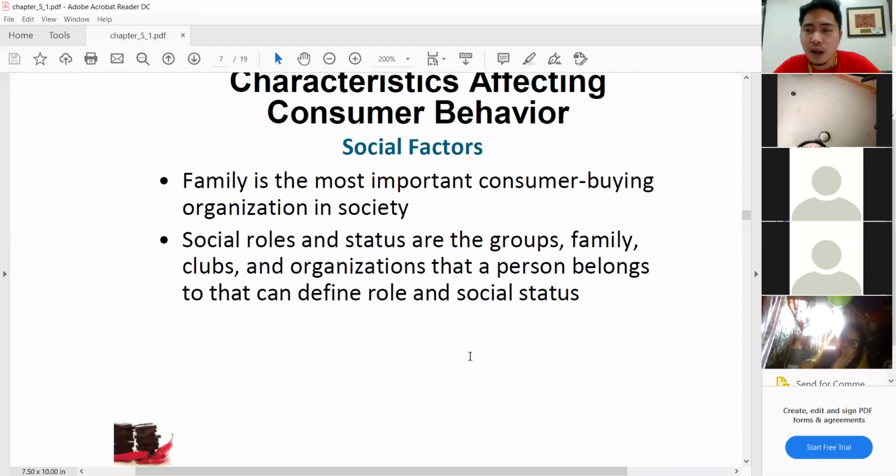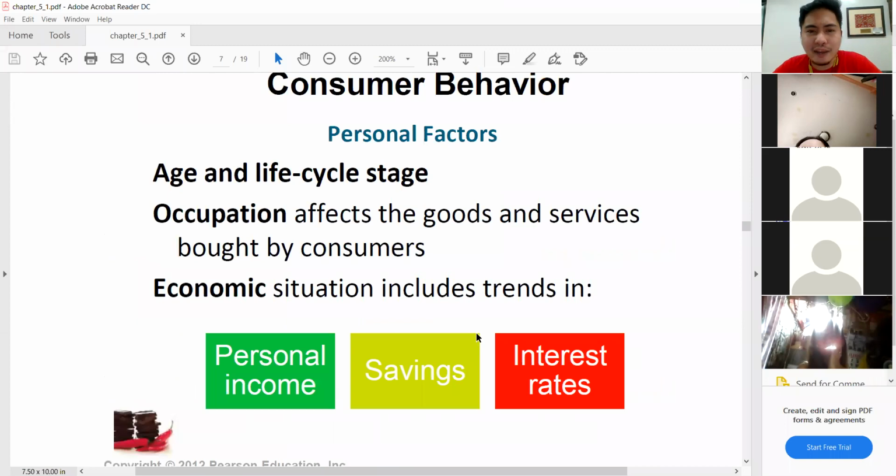So other factors, we have social factors. So family, so social roles and status. So these are social factors as well. So we do have personal factors as well. So that includes your age and life cycle stage. So I already said that, you know, other people or other races live 10 to 15 years longer than average Filipinos, because you usually die from 60 to 70. So we have occupation, we have economic situation that includes personal income, savings, and interest rates.